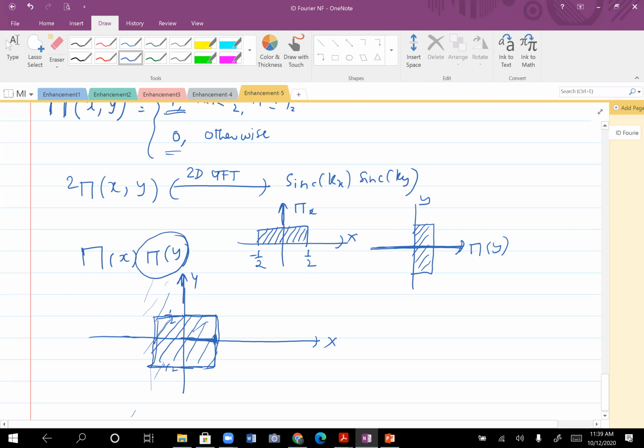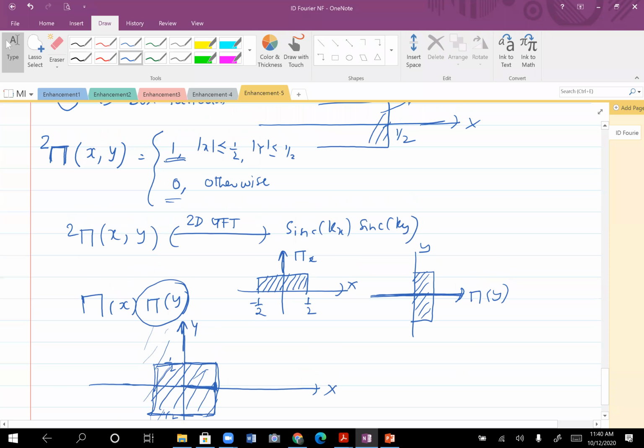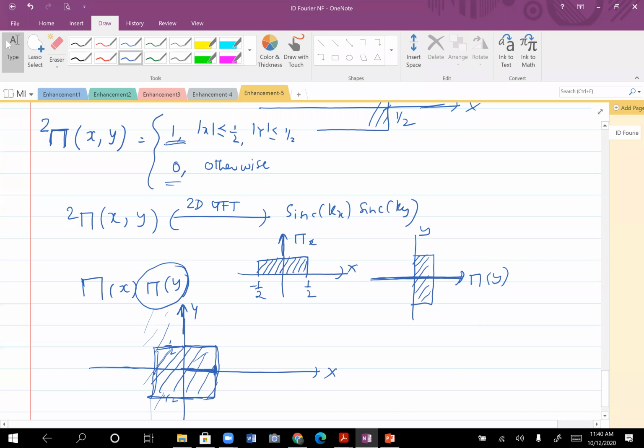So probably the name box function makes better sense when you look at this in 2D, for a 2D function, rather than the original 1D function. Yes, Shashwat. So in pi x of x, the box function of x, for all the values of y, this thing is being extended out, right?